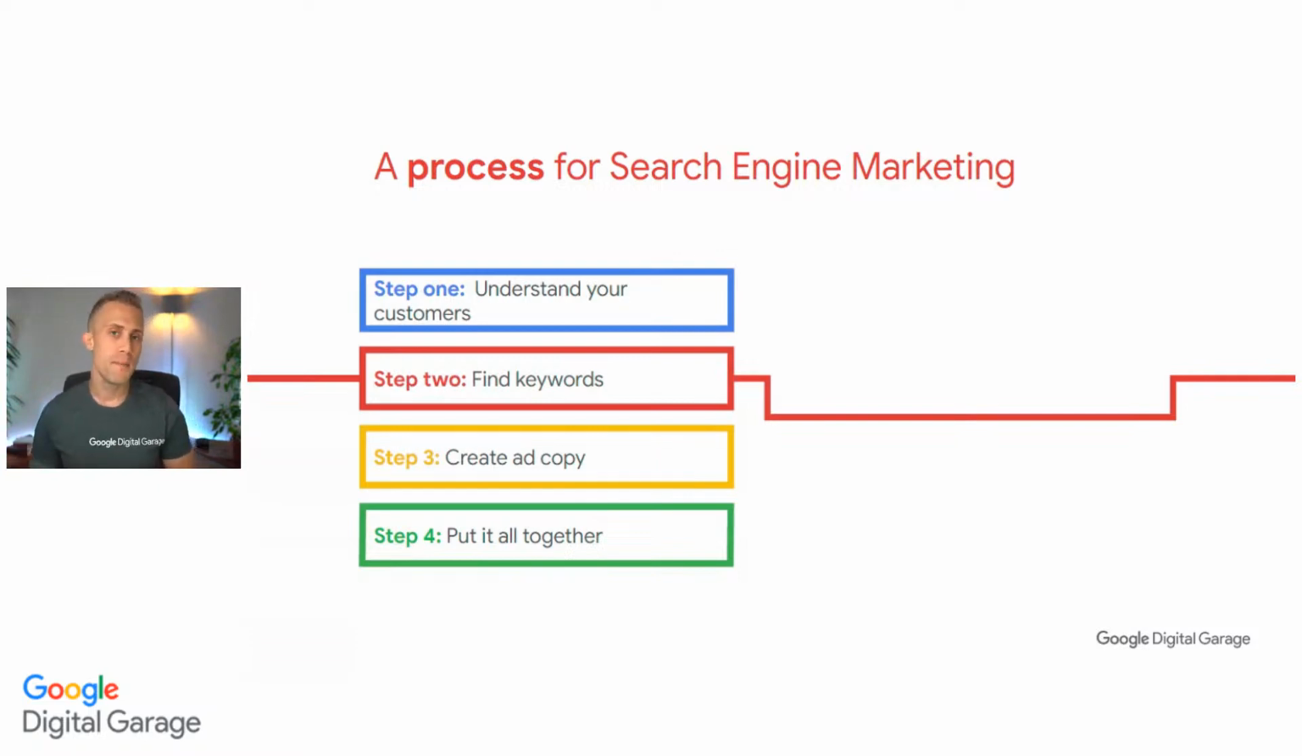But then we're going to jump into step number two, which is finding keywords, incredibly important. Next up, creating an ad copy, something that's going to capture the attention of your customers. And then last but not least, we're going to pull it all together. In my personal opinion, the pulling it all together part is the easy part. It's because you're going to jump into something called Google Ads, which is really simple to use. I could be slightly biased, but let's go ahead and jump in and you can give your own opinion on how simple it may be for you.